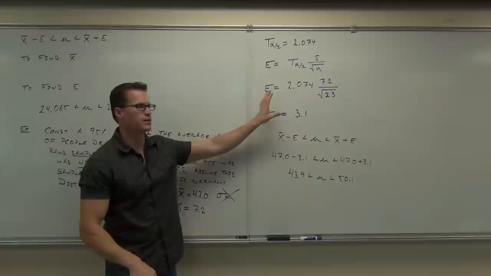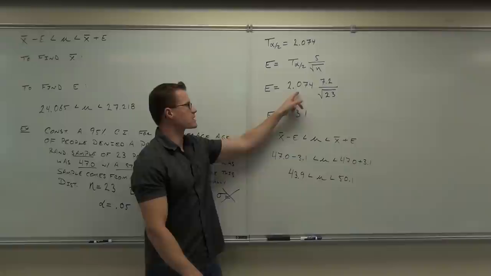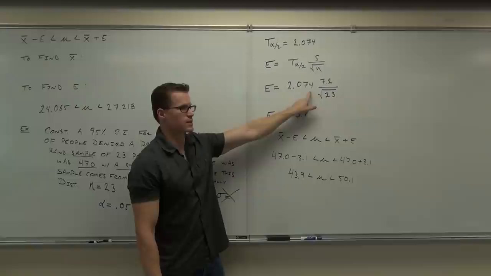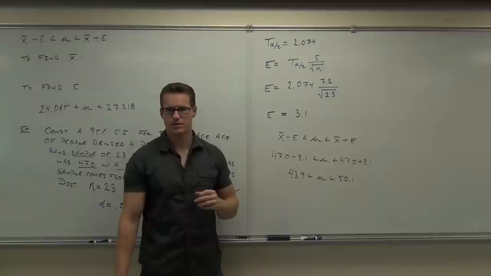Notice that if you did use a z-score, you're going to be pretty close to this, but it's going to be off by just a little bit. Just a little bit, and that's not good enough for us. We need to be pretty precise on this stuff. If you used a z, it would be 1.96. That's not all that different, only about 11 hundredths difference, not much. But it will make a difference.